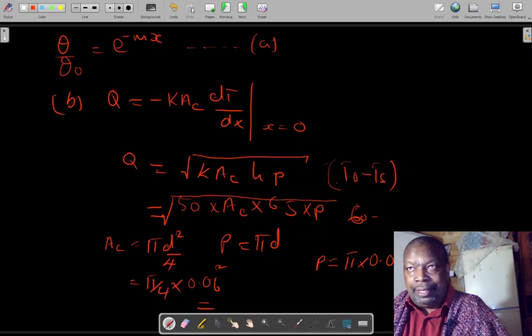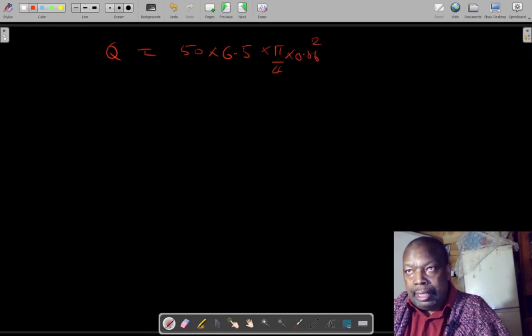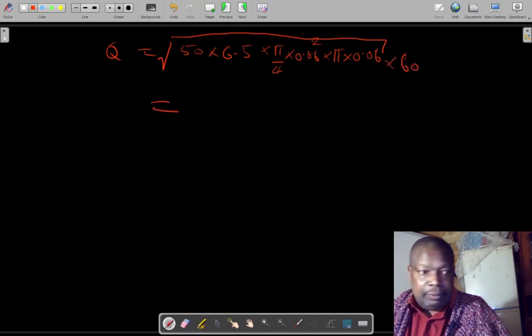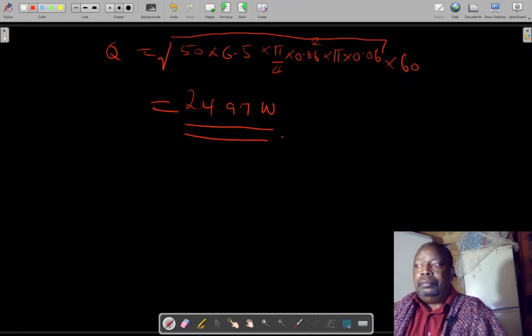So plugging them back into our equation, we have Q equal to the square root of 50 times 6.5 times pi by 4 times 0.06 squared times pi times 0.06, times 60, and that gives us a figure of 24.97 watt.